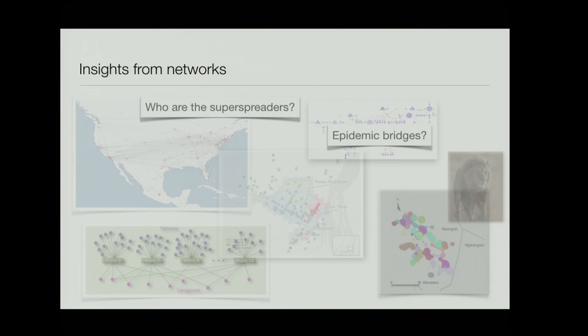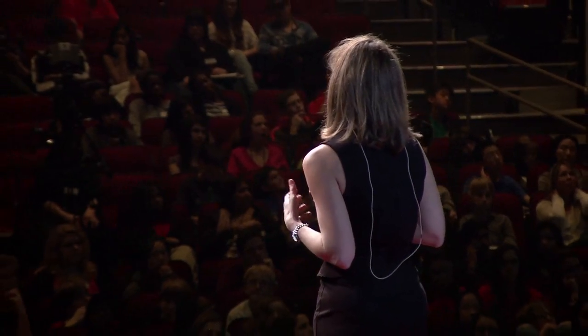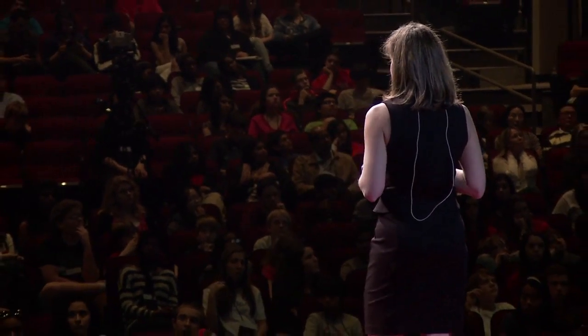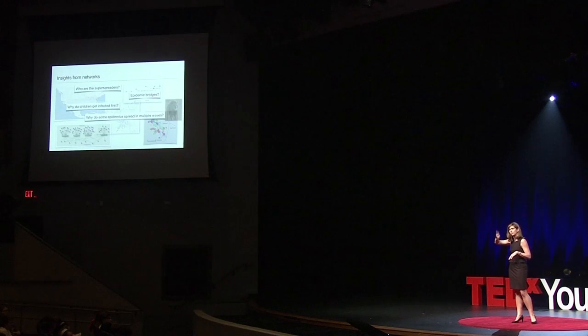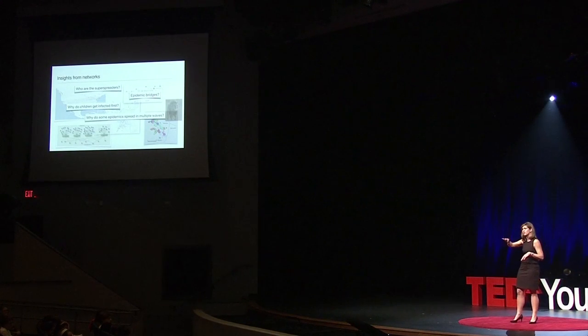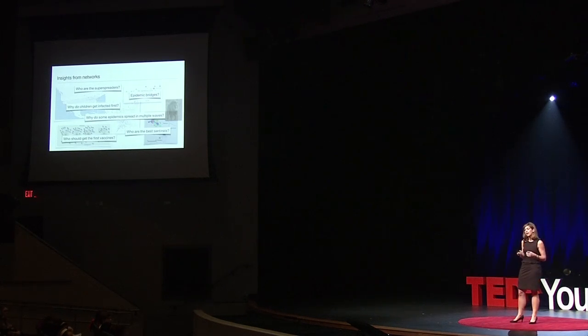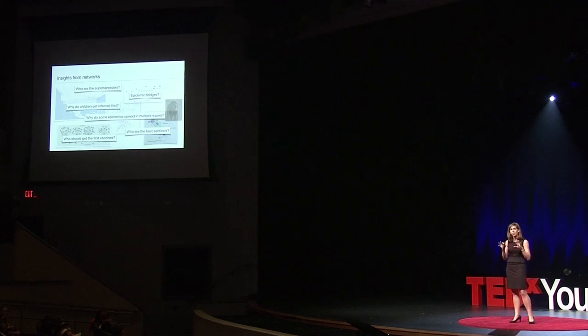We can answer questions like, who are going to be the super spreaders in the next pandemic? And are there epidemic bridges, people connecting two populations that would otherwise be isolated, who are going to serve as important conduits when an outbreak occurs? We can answer questions like, why do children often get infected before adults in epidemics, particularly flu epidemics? And why do some epidemics spread in multiple waves, like the three waves that occurred during the 1918 pandemic, and others just in one large wave? And then very practical questions like, who should get the first vaccines when we don't have many on hand? And who are the best sentinels?